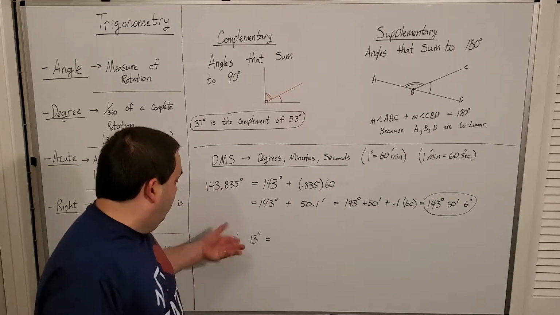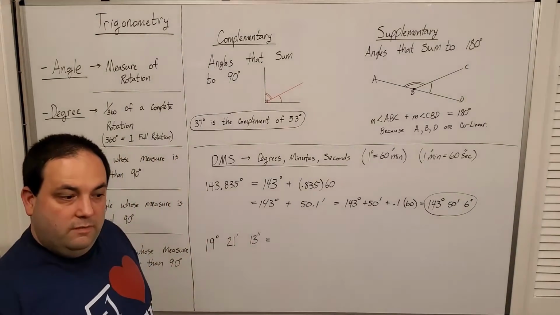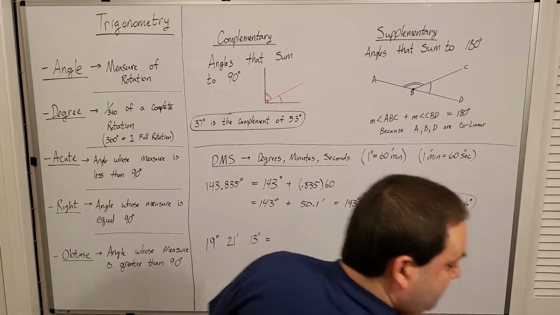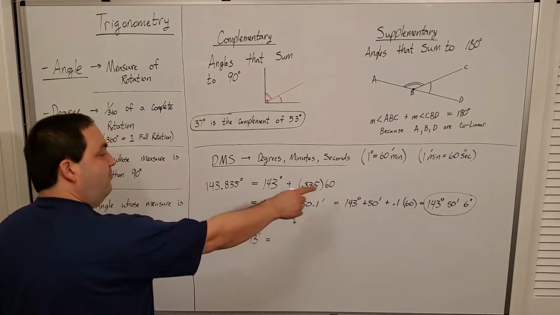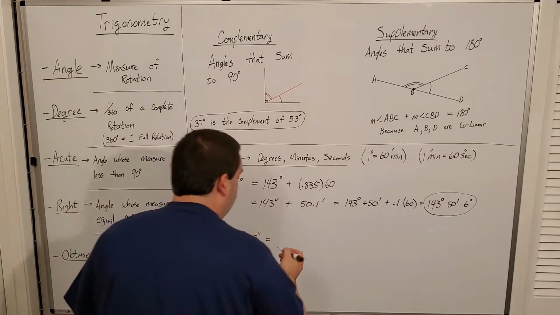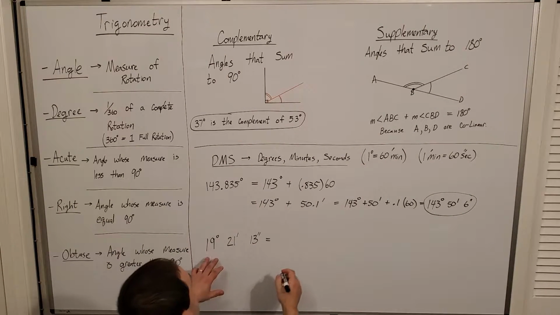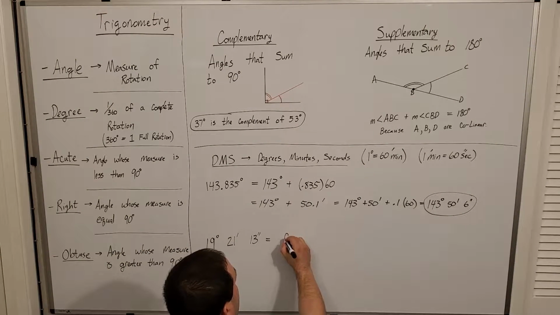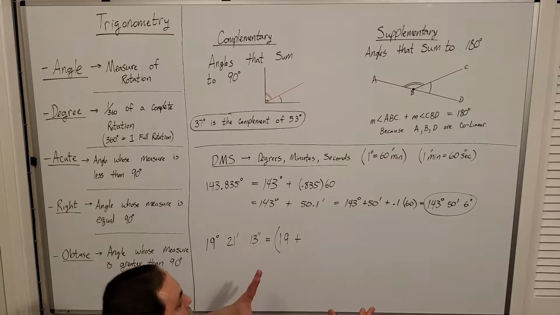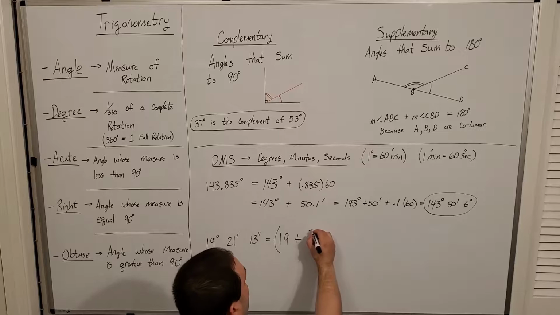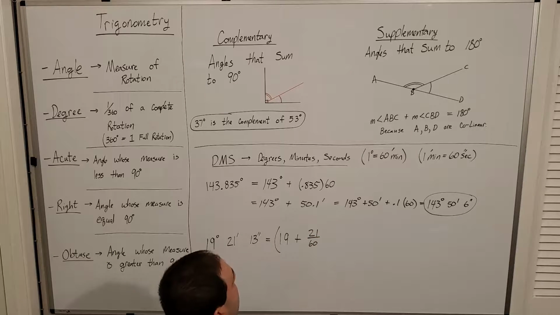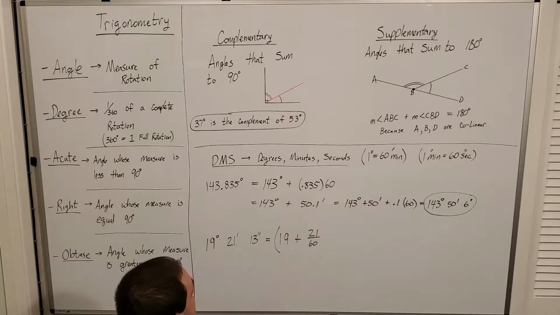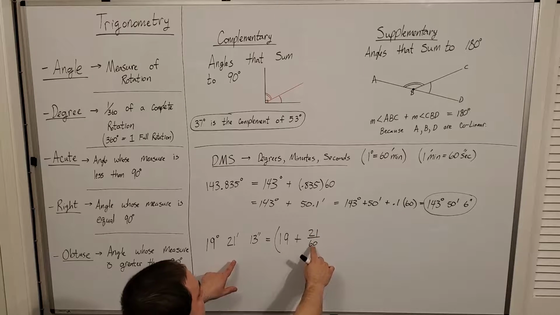Okay? And then again, in reverse, very, very similar process. But instead of multiplication, of course, we would use division. So for this one, I have 19 degrees. So it would be 19 plus, because it's 19 wholes, right? I have 21 out of 60 minutes, right? Because then that would be a whole degree.